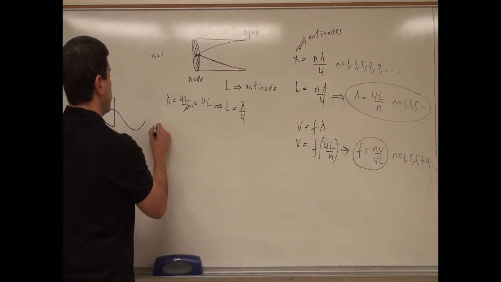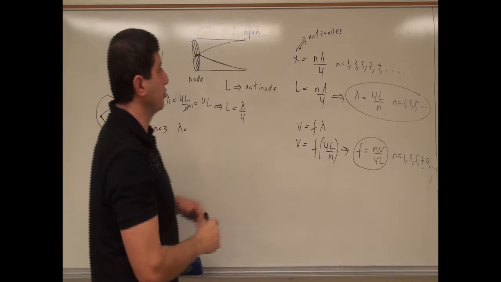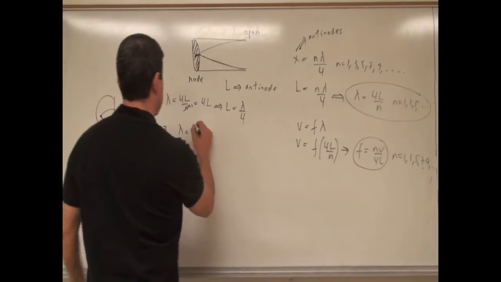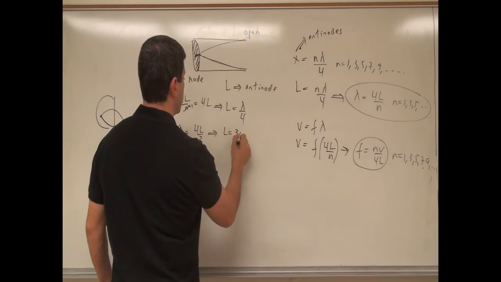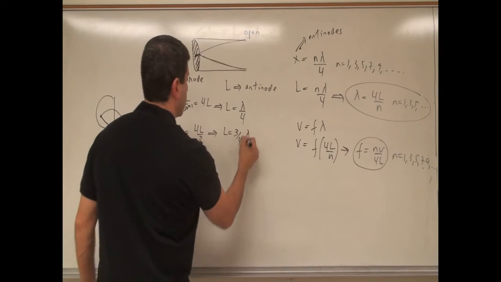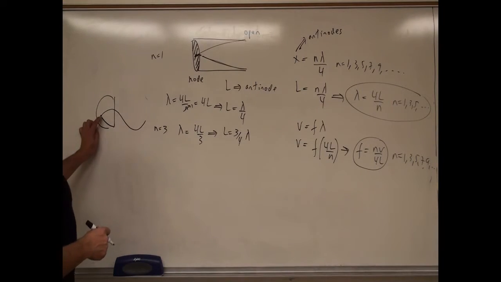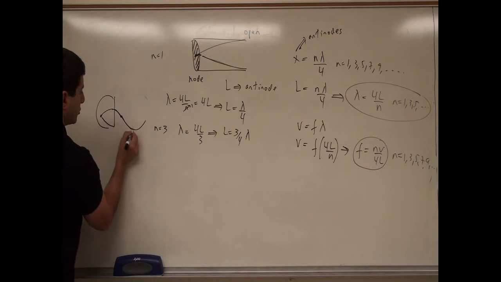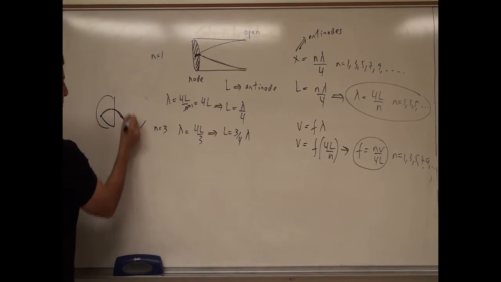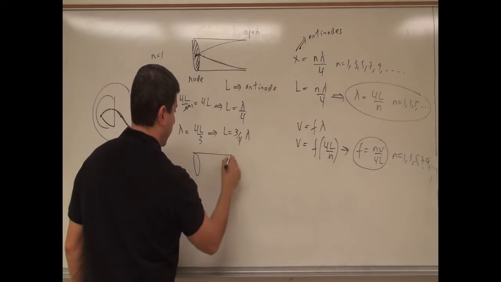How about the n equals 3? N equals 3, we have lambda is equal to 4L over 3. 4L over 3, that means L is equal to 3/4 of a wavelength, right? That means the length of the pipe is 3/4 of the wavelength, so it starts here at the node, goes to the antinode, then goes all the way down, and then goes all the way to the bottom. So this is 3/4 of a wave right here. So how will that look?